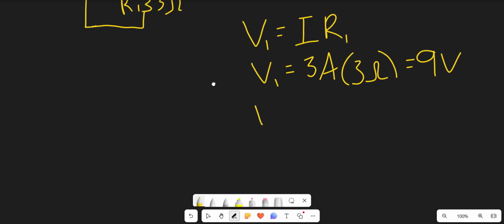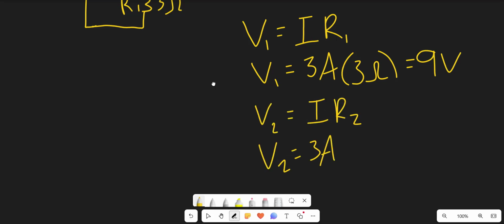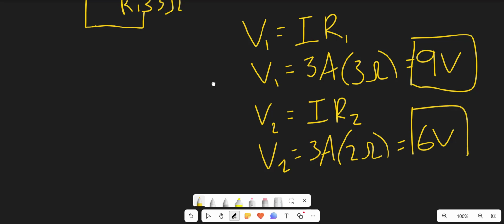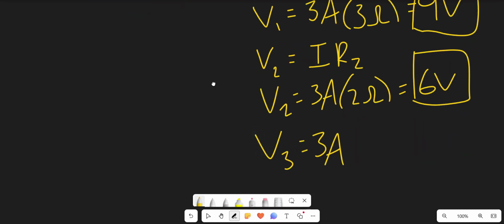So let's do V2 is equal to I R2. So once again, the current is 3 amps and the resistance is 2 ohms. And multiplying that, we get 6 volts. So we have 9 volts and 6 volts so far. And now solving for V3, it's going to be 3 amps times the resistance value of R3, which is 5 ohms, which is going to give us 15 volts.